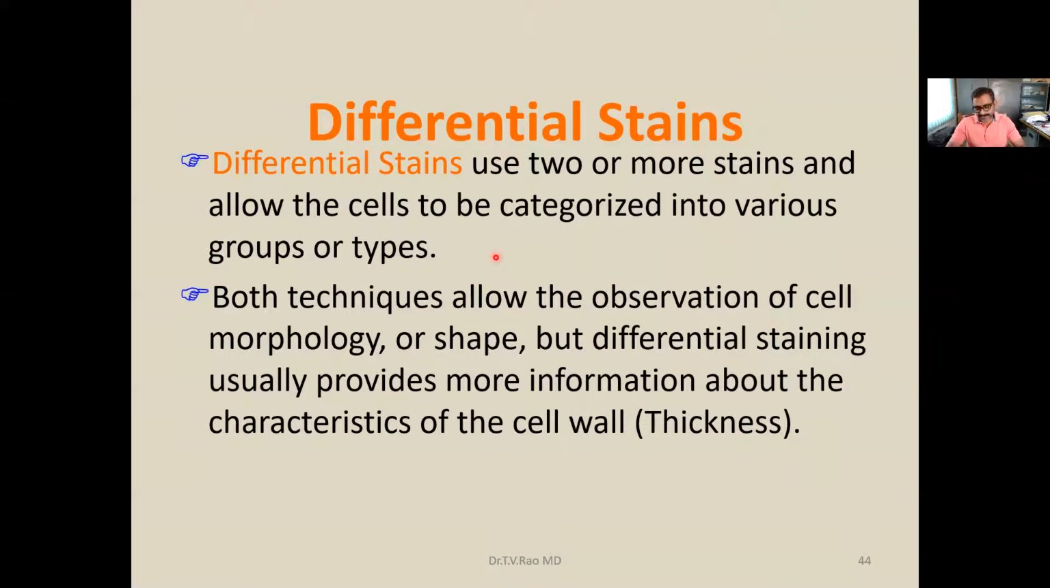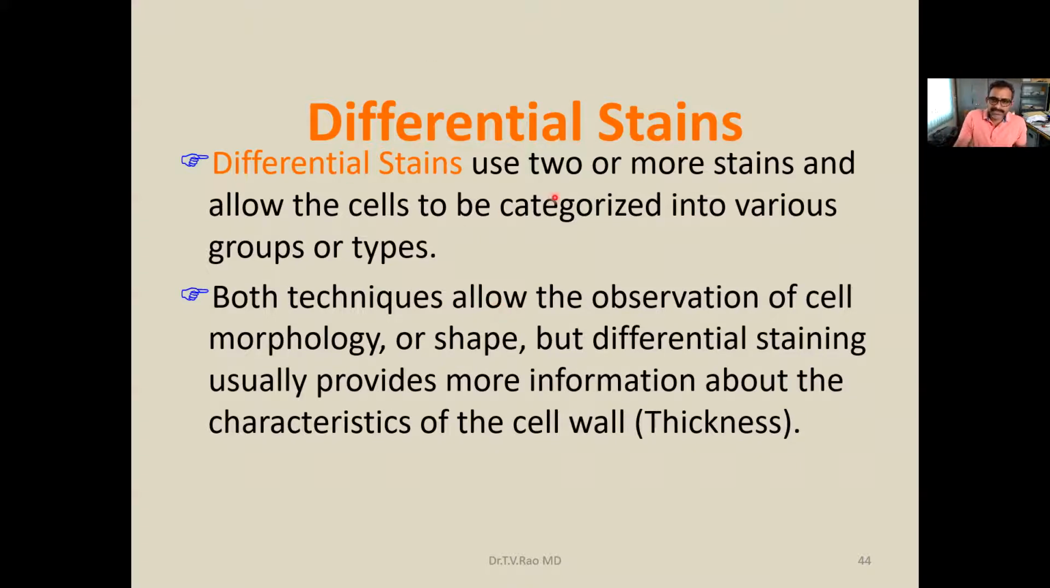Another method of staining, after simple staining, is differential staining. In differential staining we use two or more stains of contrasting colors, like red and blue, or you can also use green and red. Any two contrasting colors we usually use.